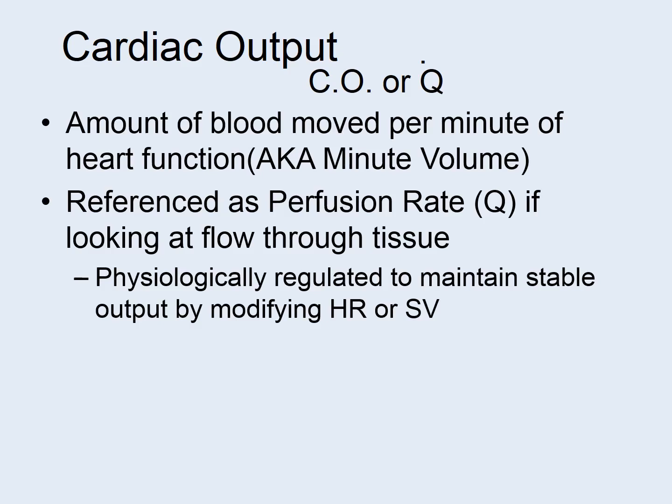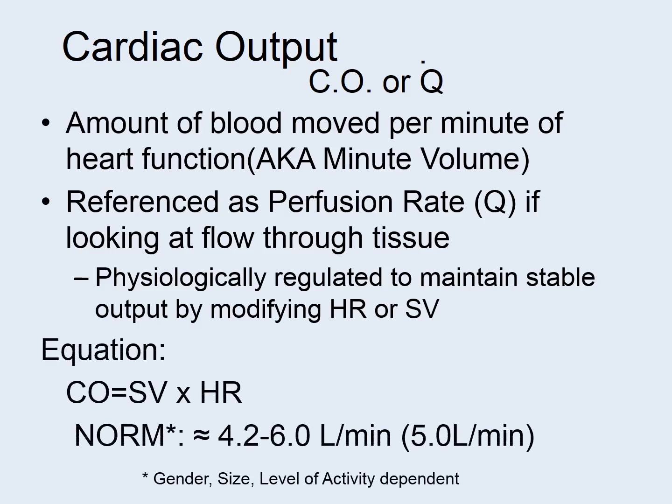In general, cardiac output is physiologically regulated to maintain a stable output, where the stable output is equivalent to the total volume of blood per minute by modifying heart rate and stroke volume in an inverse proportionality, as cardiac output is equal to stroke volume times heart rate. In this relationship, heart rate is equal to cardiac output divided by stroke volume, and stroke volume is equal to cardiac output divided by heart rate.